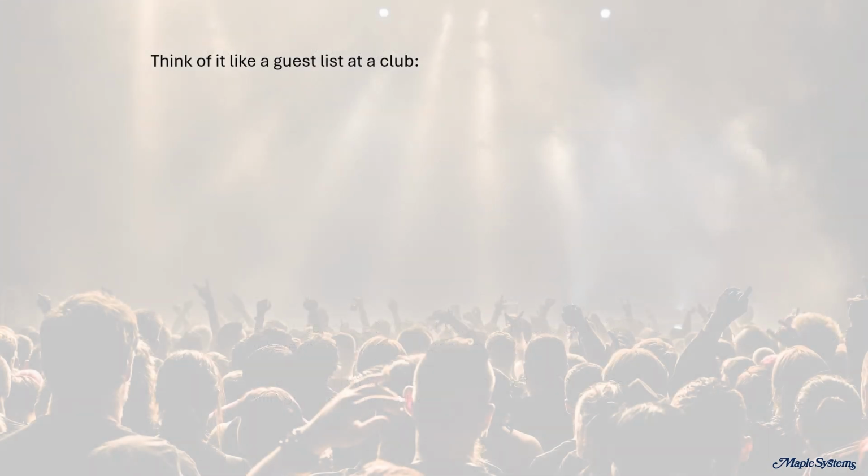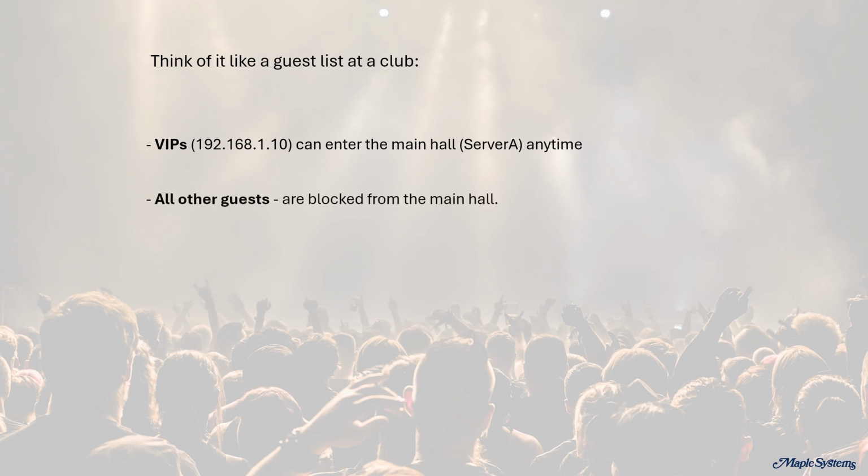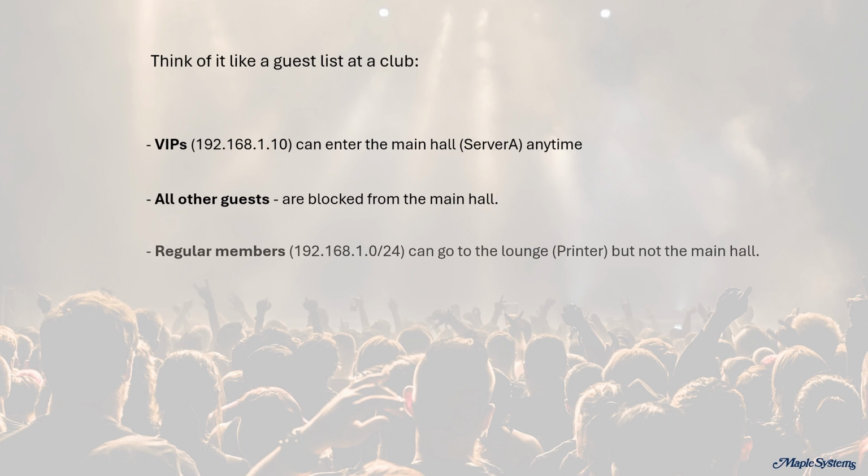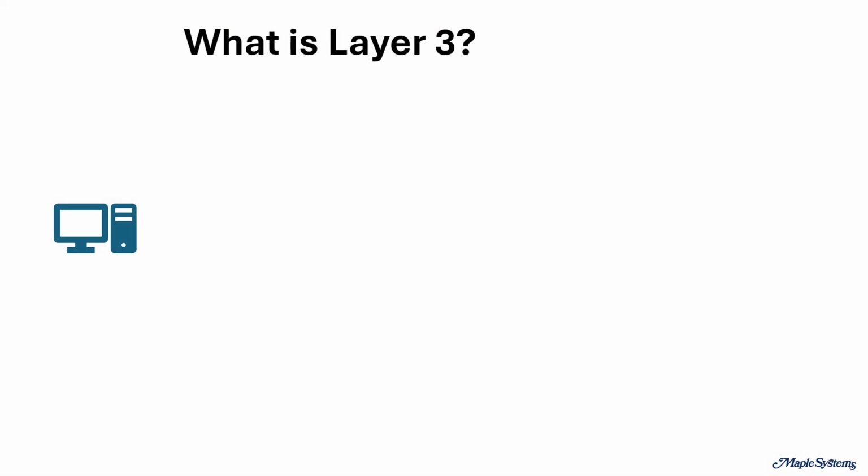So you want to think of it kind of like a guest list at a club. The VIPs, which maybe is IP address 192.168.1.10, can enter the main hall, which is server A, at any time. All other guests are blocked from the main hall. Then regular members, which is 192.168.10/24, can go to the lounge or the printer, but not the main hall. So there's also layer 3.